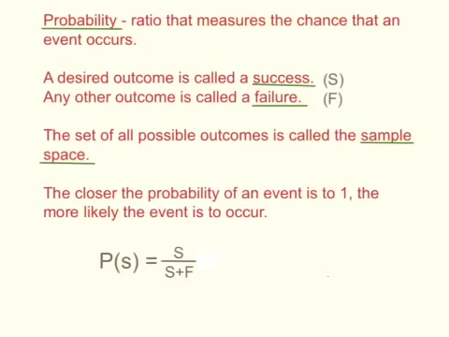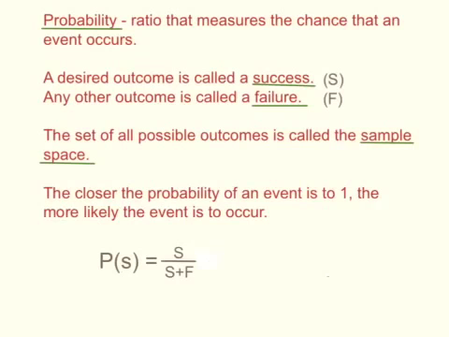For instance, if I want to know the probability of flipping a coin and getting a heads, heads is my success side, and tails is my failure side. So I look at all of the sample space. That's important also. Then that's the set of all the possible outcomes. That's the sample space.